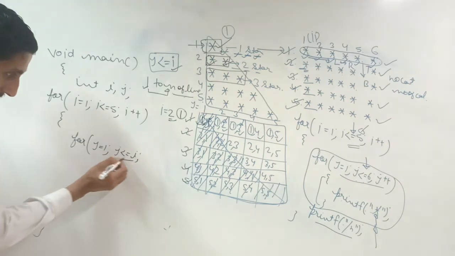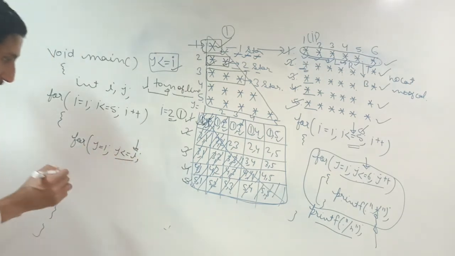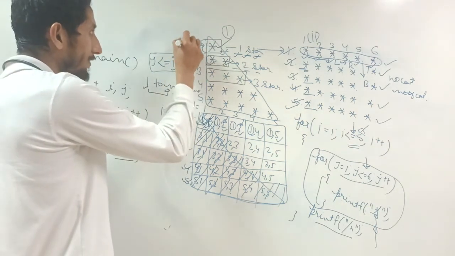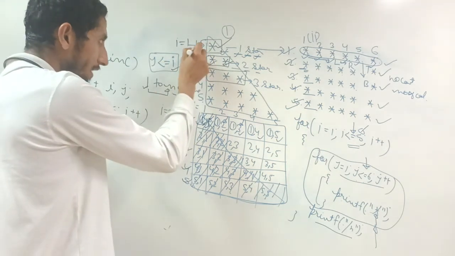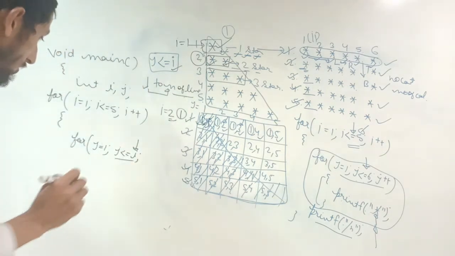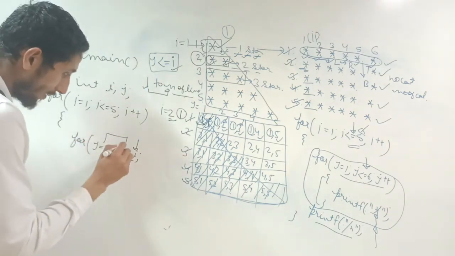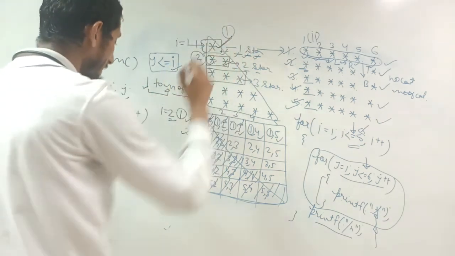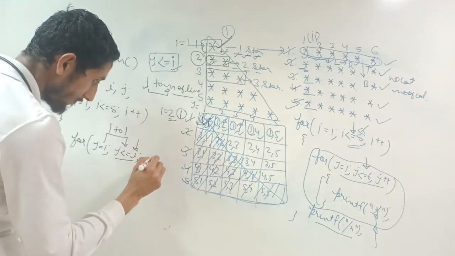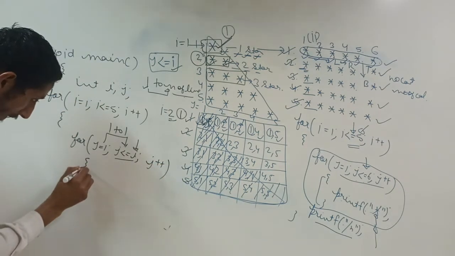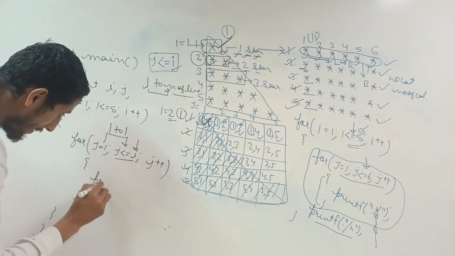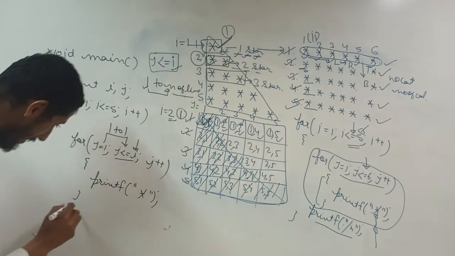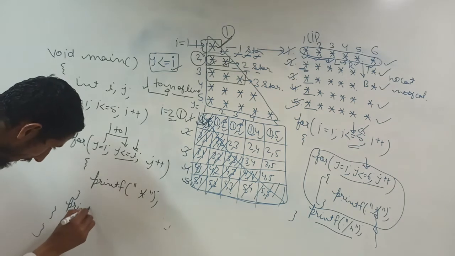If you focus, i is not a constant. For every row, i will vary. In row number 1, the value of i will be 1. In row number 2, the value of i will be 2. So it will go from 1 to 1 for row number 1, which means it will print a single star. Okay, so let me write printf, and let me print a slash n.